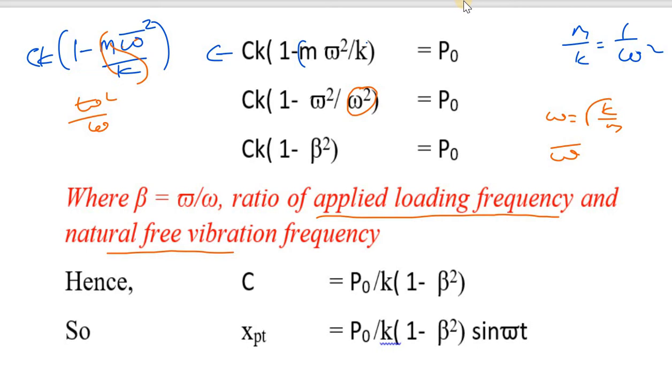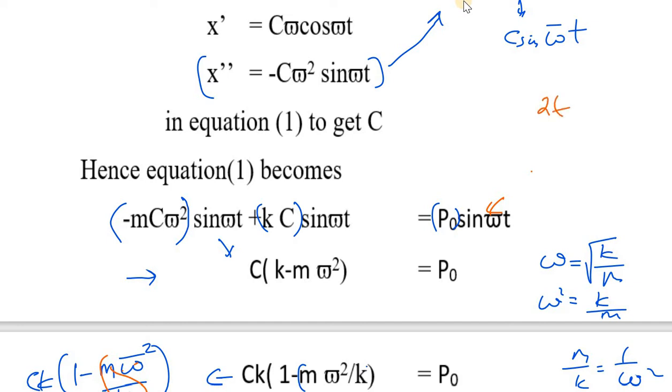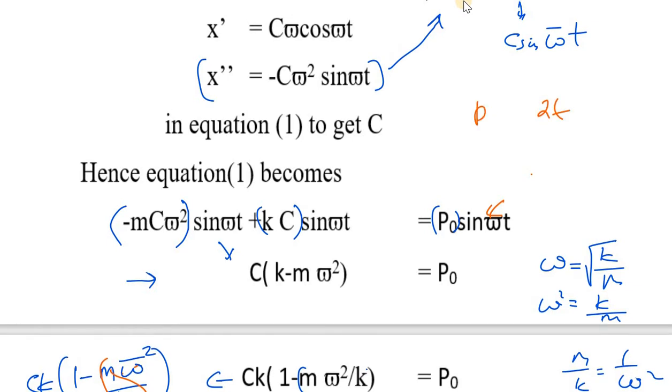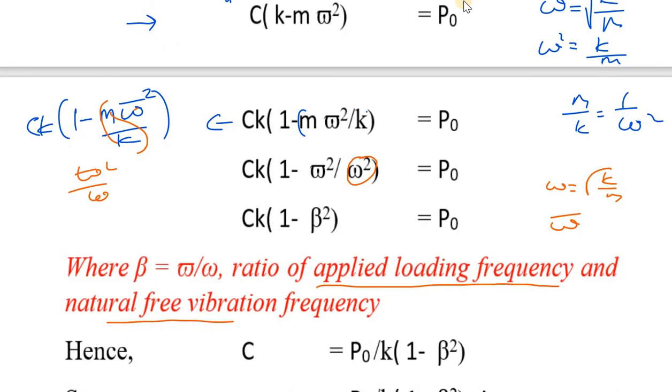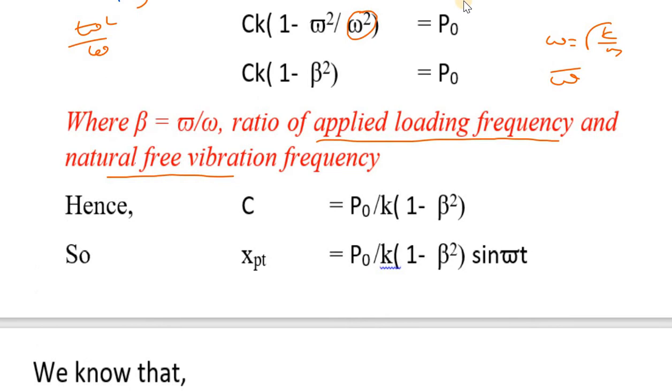For example, if the loading is p0 sine omega dash t, this omega dash will be given in the question. The loading may be p sine 2t, for example, so what will be omega dash now? It will be 2. So I am substituting a new term beta. Sometimes in the question you will be given this ratio, so instead of omega dash by omega, I am substituting beta, so it will be beta square.